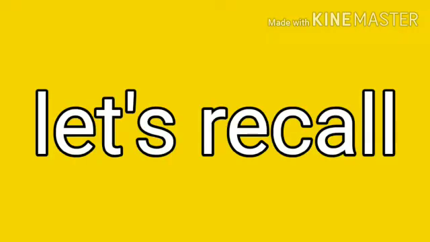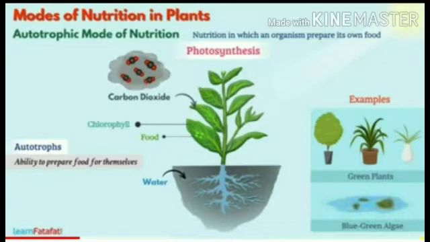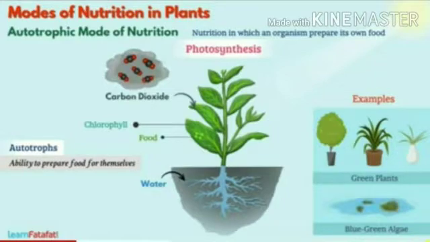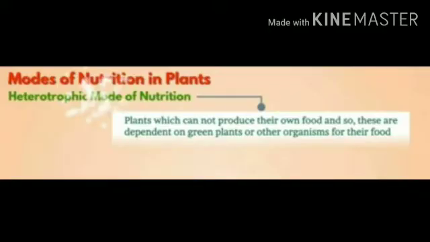Before we start today's topic, let us first recall what we have studied in the previous lecture. We studied about autotrophic nutrition. Some organisms can produce their own food and thus nourish themselves. This is called autotrophic nutrition. Now we will see modes of nutrition in plants.